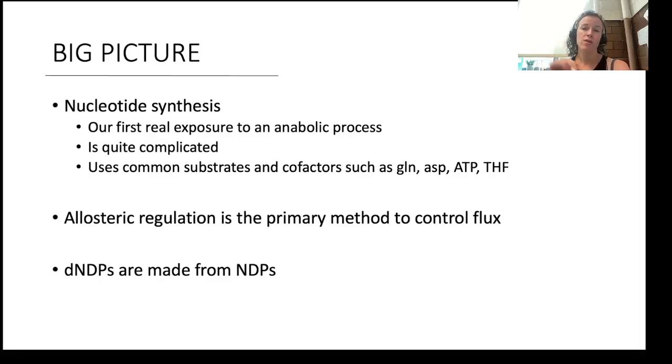When we focus in on the regulation of these pathways, we should understand that allosteric regulation is the main way to control flux. We saw both inhibition and activation. We should understand why this regulation makes sense. Finally, we saw how dNDPs were made from NDPs, just a quick reduction.